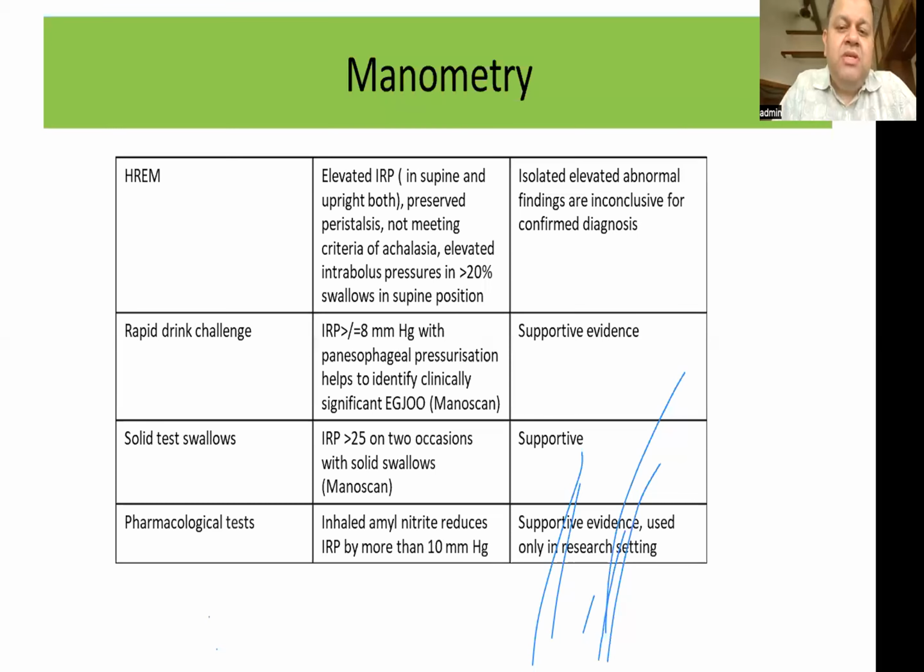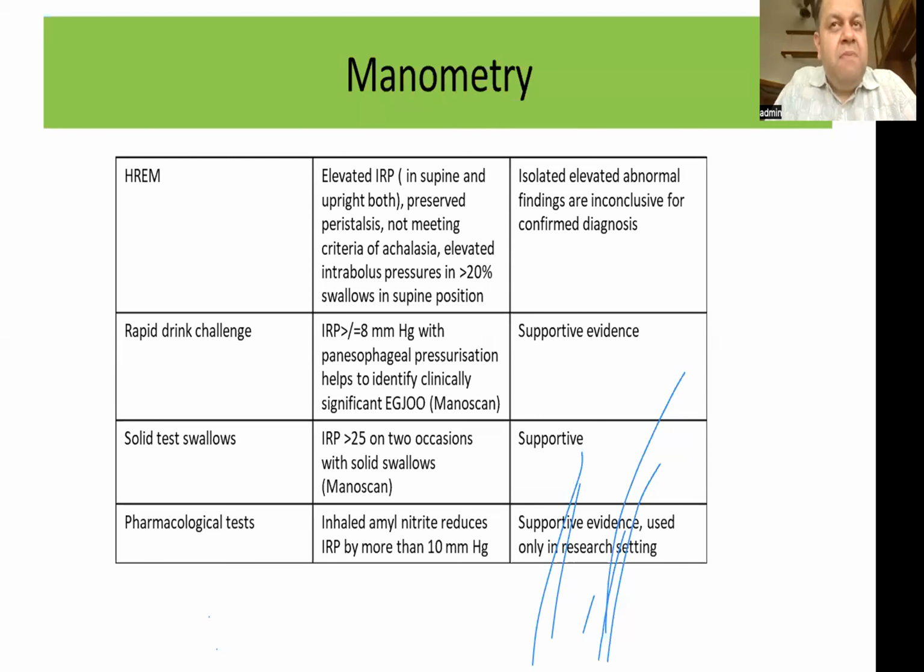Apart from this, we can do certain supportive tests that can help us confirm our diagnosis of EGJ outflow obstruction. The first test is a rapid drink challenge. In a rapid drink challenge, we ask the patient to drink around 200 to 250 ml of water quickly using a straw within a minute or two, and we assess the changes happening in esophageal motility. Usually the IRP will be elevated by 8 or more millimeters of mercury with panesophageal pressurization, which helps us identify a clinically significant EGJ outflow obstruction.